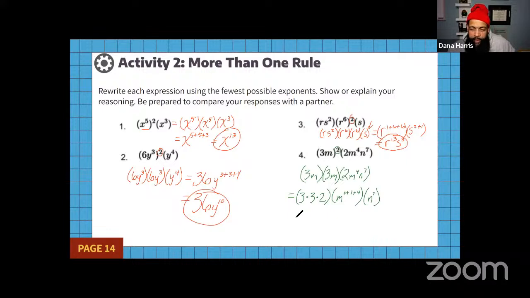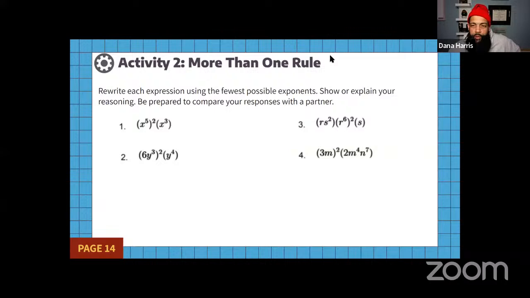And we can simplify that. 3 times 3 is 9. 9 times 2 is 18. So 18m. 1 plus 1 plus 4 is 6. And then n to the 7th power. So be very, very careful. Take your time when you're doing these because they start to include more than one rule.